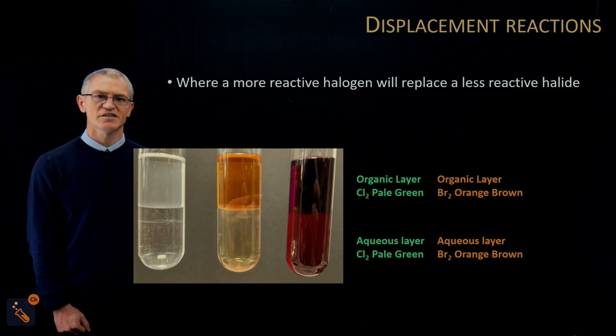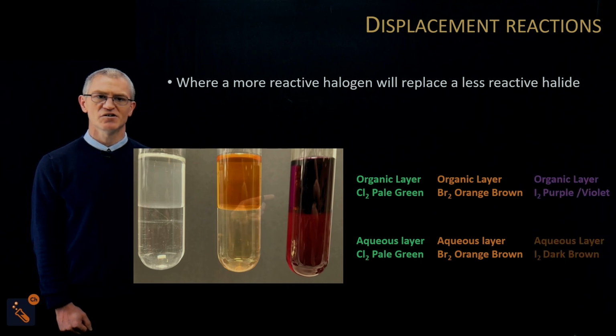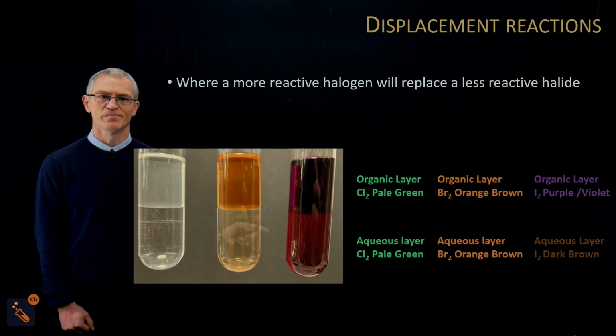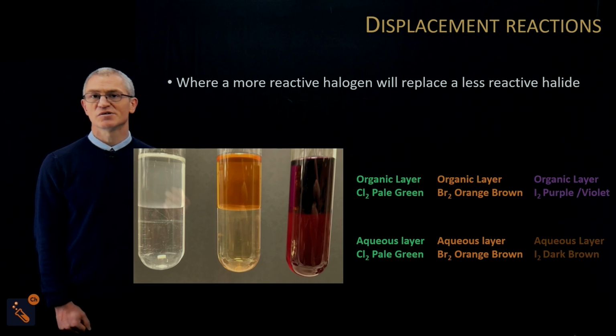We then go to our iodine. You can see that it's brown on the bottom and it's purple on the top. So the organic layer is a purple/violet and the aqueous layer is a dark brown. So we need to make sure that we remember all of these colours, otherwise we can't answer the questions that are going to be in the exam.